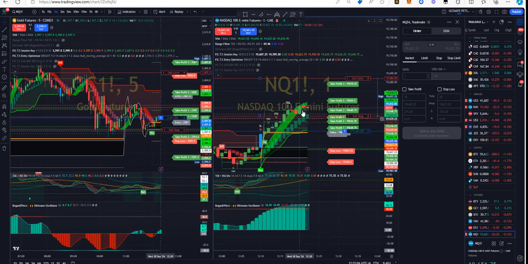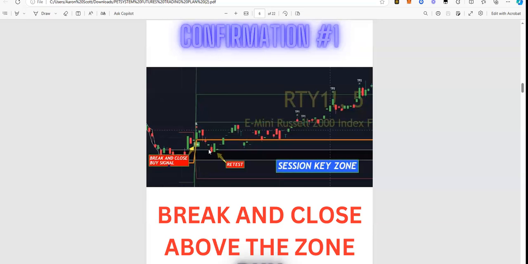So you just want to make sure that you're not buying at the high. We're buying at the low. So if it breaks the high or it breaks the zone, you want to wait for it to come back into the zone. If it does come into the zone, you can then take the trade. The session key will give you your entry, which is the orange line, your take profit 1, 2, and 3, which is these green lines, and your stop loss.